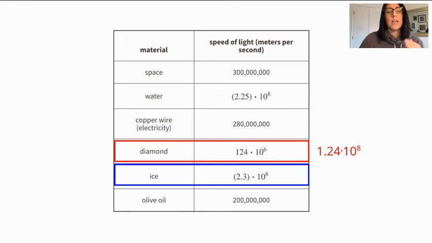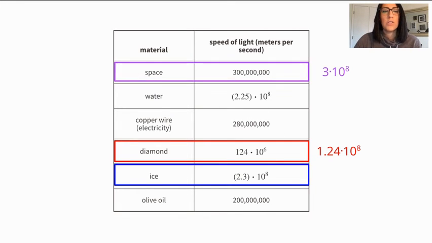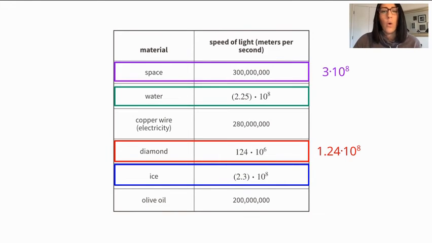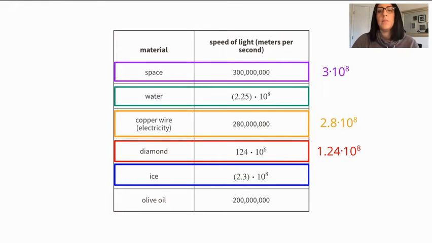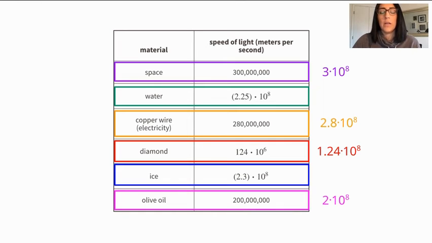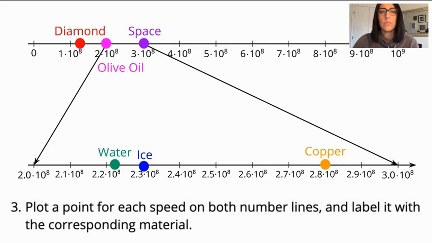Okay, so now we need to go back here and rewrite the rest of these materials so that we can place them appropriately on the number line. So let's start with space. Space can be written as 3 times 10 to the 8th. Water is already written as a multiple of 10 to the 8th, so we'll leave that there. Copper can be written as 2.8 times 10 to the 8th. And then olive oil can be written as 2 times 10 to the 8th. Again, just thinking about how many factors of 10 I have to multiply 3 by in order to get it equal to 300 million. That's 8.